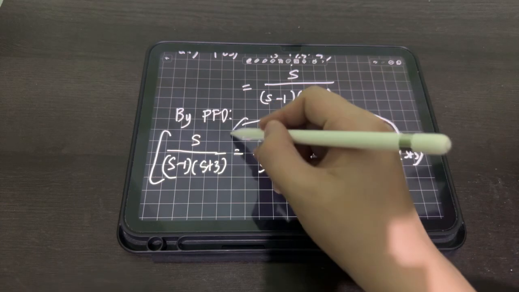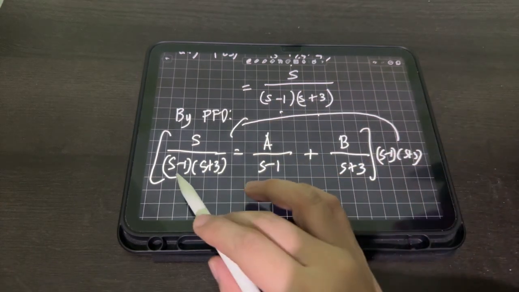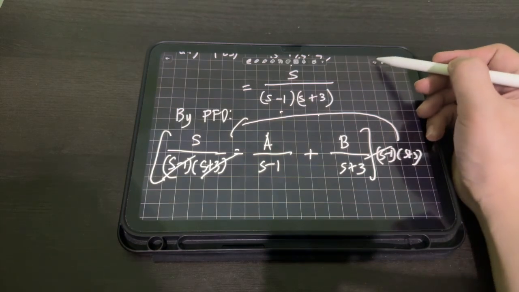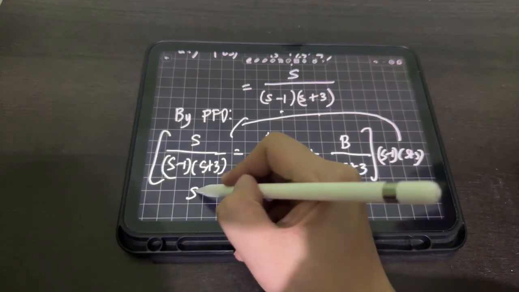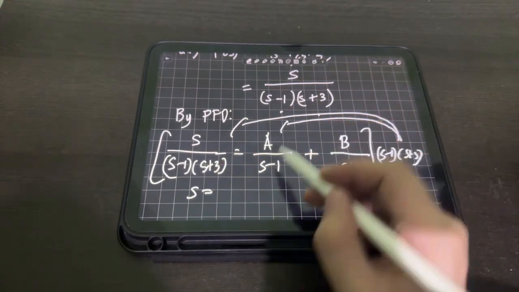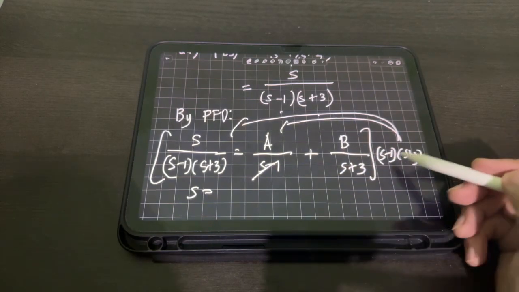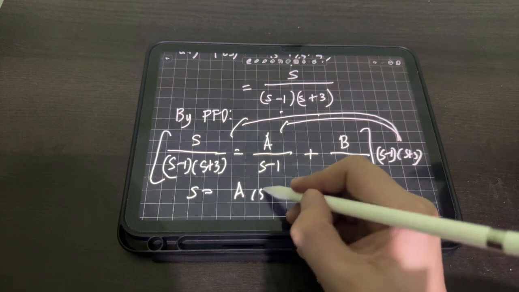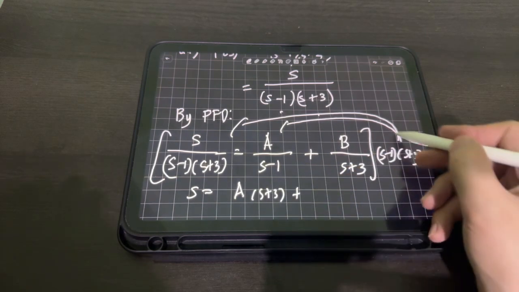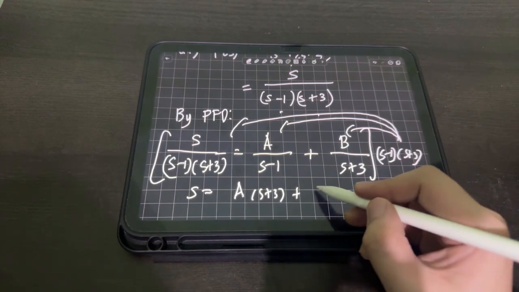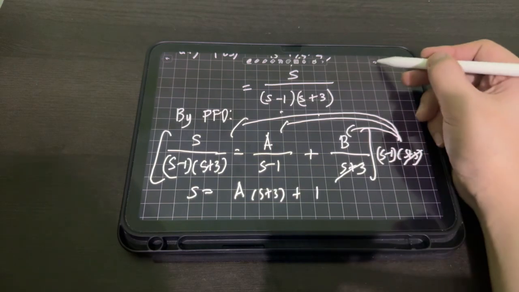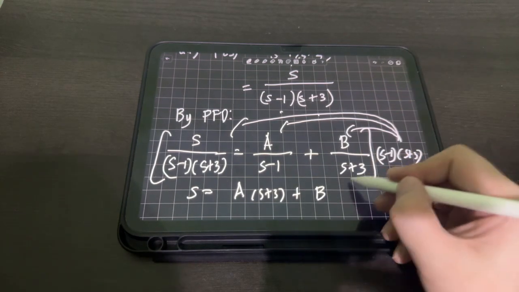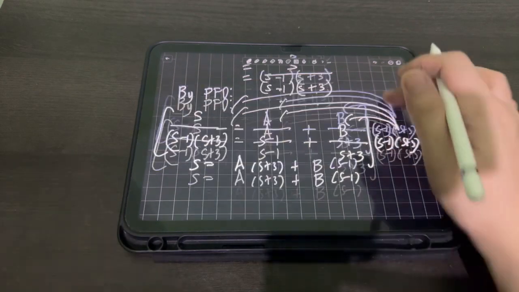So distribute, multiply the left side by the LCD, you can cancel out every factor. We are left with s. Then for A over s minus 1, cancel out s minus 1. We have A times s plus 3. Then for B over s plus 3, cancel out the s plus 3. We have B times s minus 1.